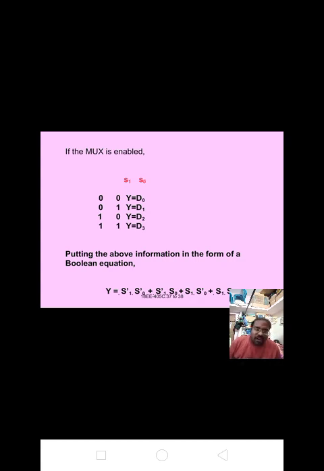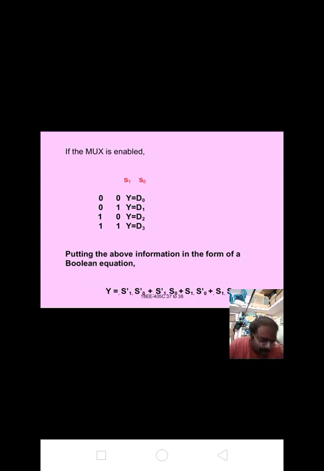Next one, if the output is D3, then S1 equal to 1 and S0 equal to 1. We get the output Y equal to D3 S1 S0. If all the expressions are ORed together using an OR gate, the total expression is Y equal to D0 S1 bar S0 bar plus D1 S1 bar S0 plus D2 S1 S0 bar plus D3 S1 S0.